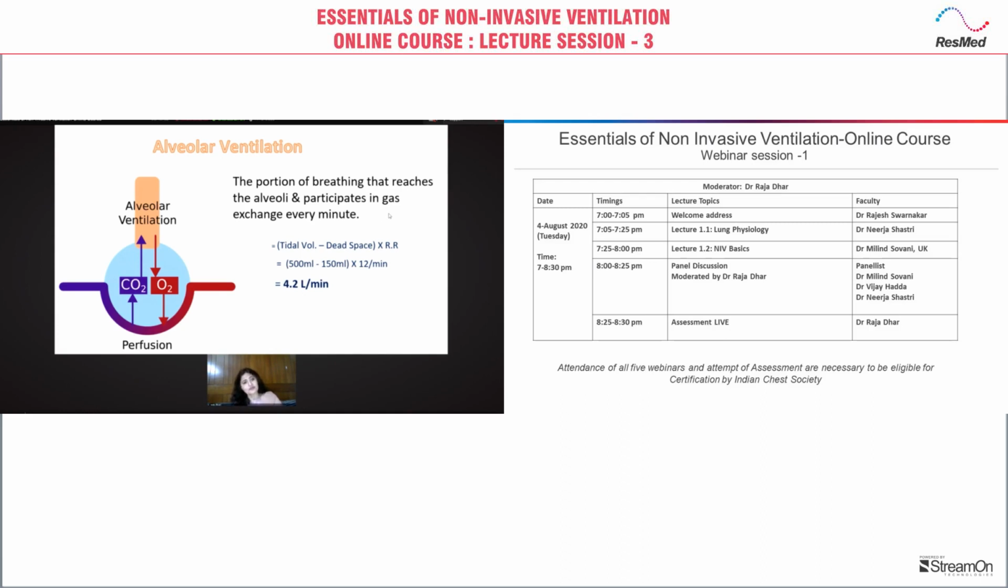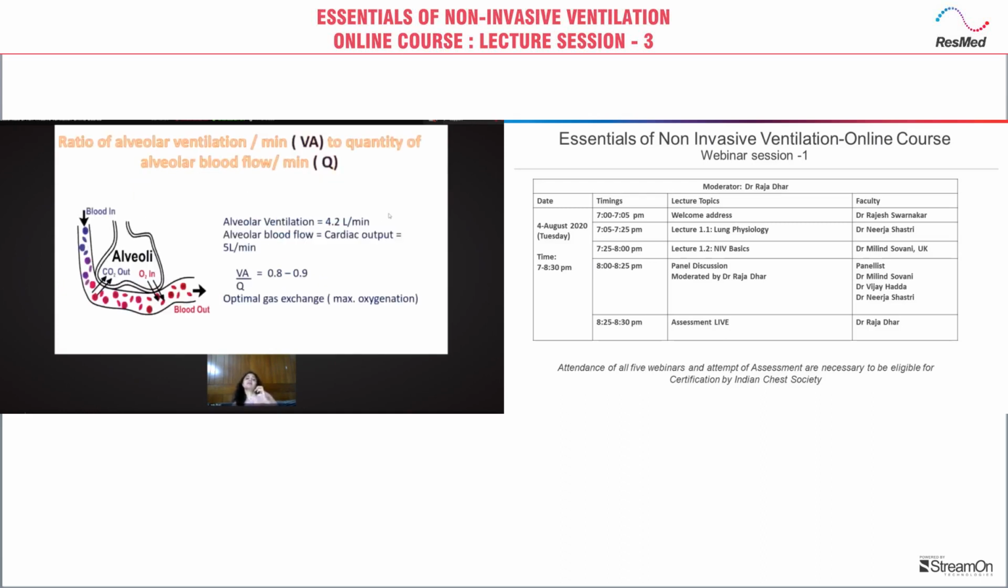Now we have air in the alveoli, but you need blood to carry this oxygen further and get carbon dioxide into the alveoli in exchange. So this ratio of alveolar ventilation to the alveolar blood flow is called the ventilation perfusion ratio, and it is almost 0.8 to 0.9. And at this ratio, we say there's an optimal gas exchange. That is, the maximum oxygenation takes place at this ratio. So you need this ratio.